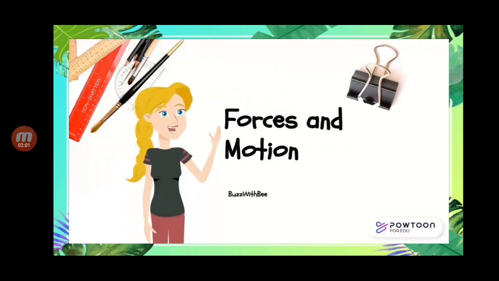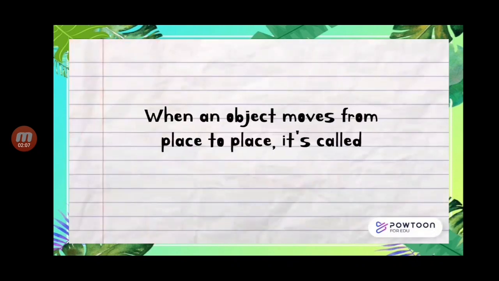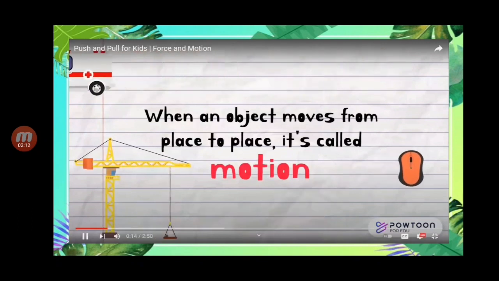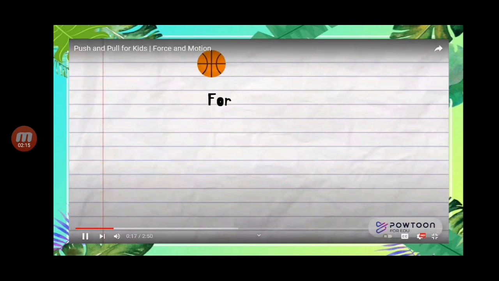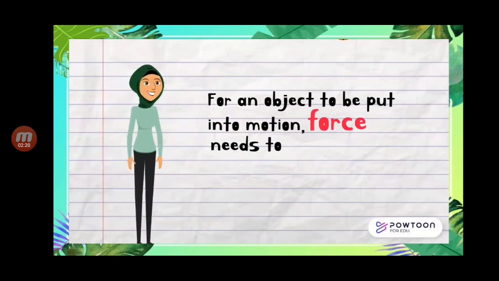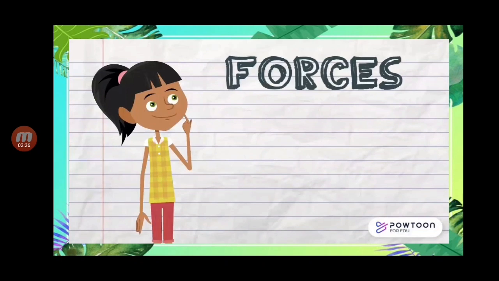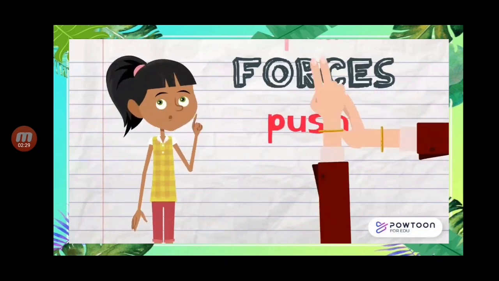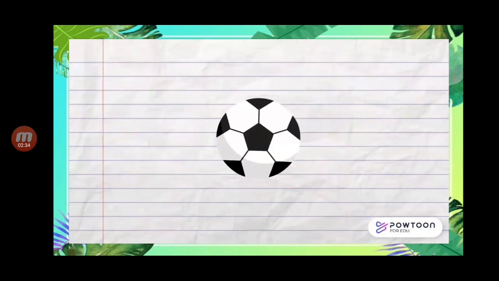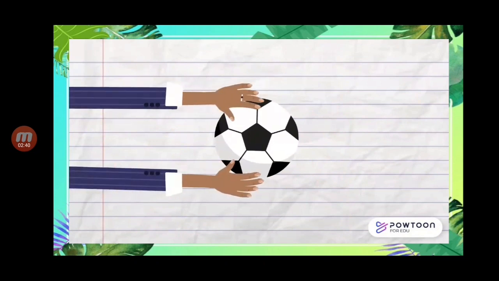Forces and motion, push and pull. When an object moves from place to place, it's called motion. For this object to be put into motion, a force needs to be applied to it. Forces that move objects can be push or pull. Take this ball for example. Let's see the different types of forces applied.